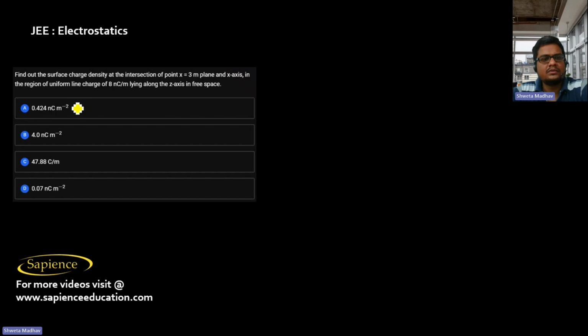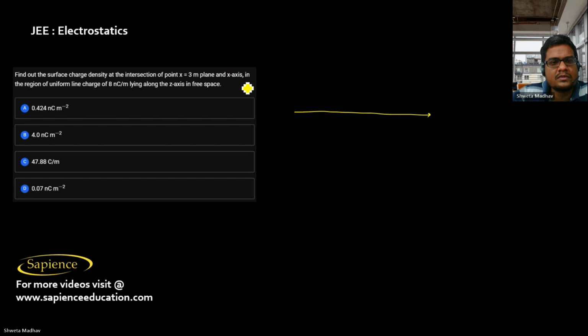Then here it is told, find out the surface charge density at the intersection of the x equal to 3 meter plane and x-axis in the region of uniform line charge of 8 nanocoulomb per meter lying along the z-axis in free space.